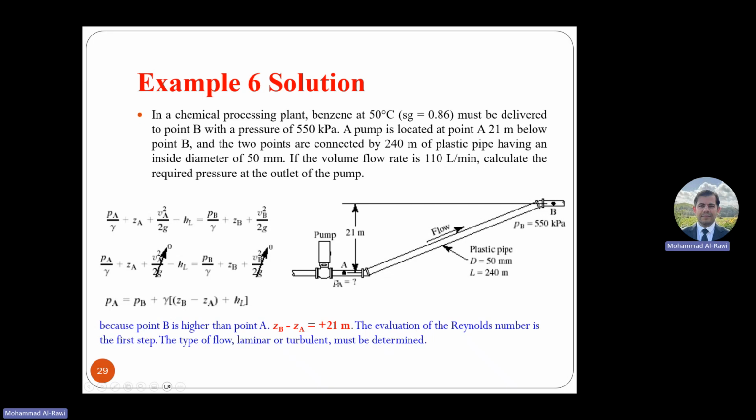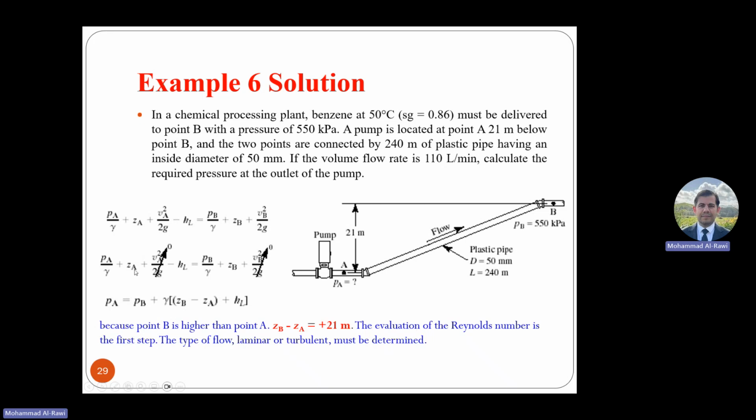V_A is assumed constant, it's not 0. The velocity terms will cancel each other because it's a constant diameter from here to there. Using the continuity equation, Q equals V_A times A equals V_B times A, and because the diameter is constant, V_A and V_B are the same. They have the same velocity because you have the same volume flow rate, which is 110 liters per minute. So that term is not 0; it should be cancelled. That's one of the things to correct. This is from the textbook.